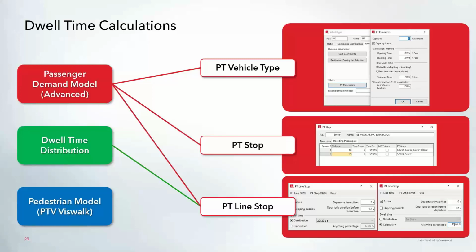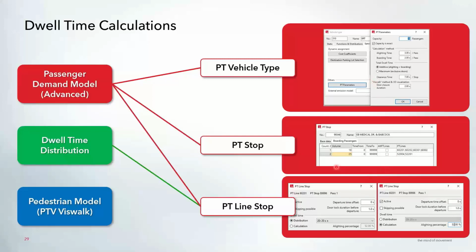So when you're using this particular method, you're going to need to add information to the PT vehicle type. That first item that we talked about here, this is where that calculation method comes into play. This is where you can enter in the boarding and alighting time per passenger and how that time is going to be added up.